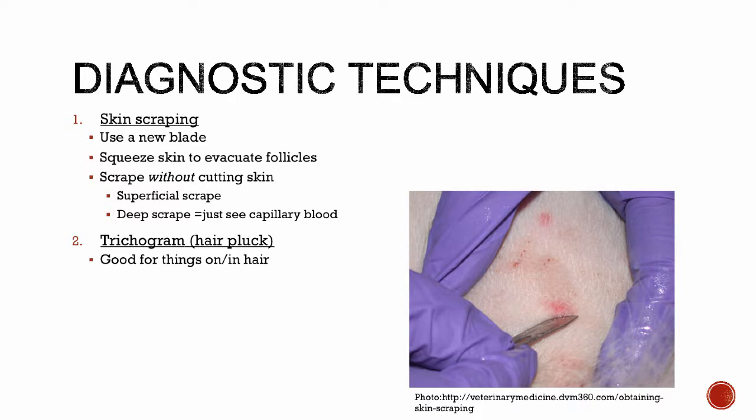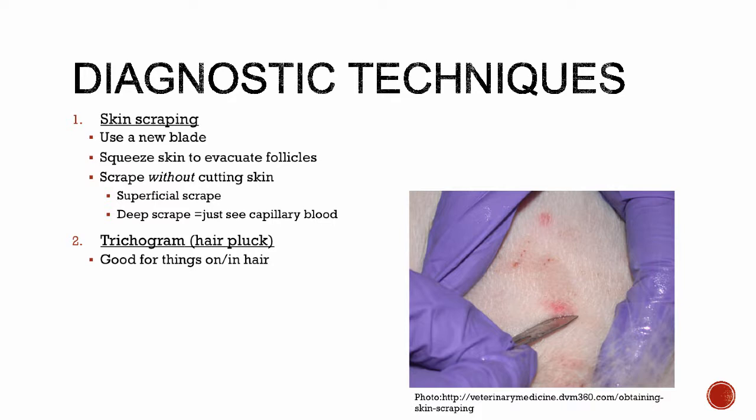A trichogram is another great thing that you can do in addition to your skin scraping to try to find particular bugs. I just tend to use my fingers. I just grab a piece of hair that's right on the margin of that lesion and pull it out and put it on the same slide that I did my skin scraping in. I'll put two drops of mineral oil on that slide, and I'll have one for the skin scraping and one for that trichogram. And I only ever use one slide unless I can't find something and I have to go back and look again.